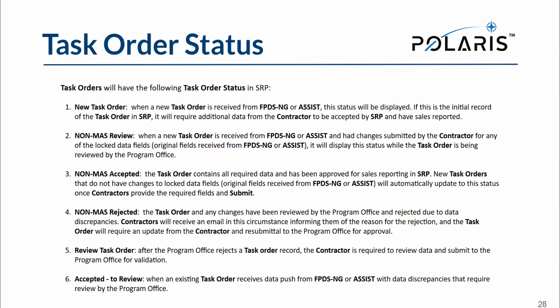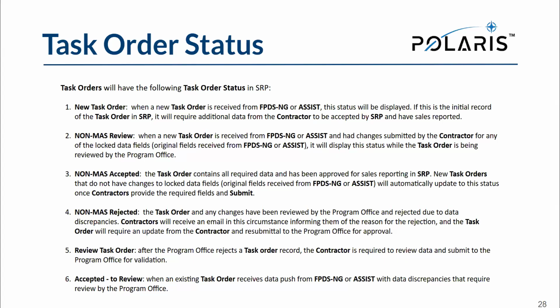A task order is in a non-mass rejected status when changes have been reviewed by the program office and rejected based on inaccurate data. When this happens, you will receive an email stating the reason for the rejection, and you're expected to update the information and resubmit to the program office for approval. The review task order status is displayed after the program office rejects a task order record. The contractor is required to review data and submit to the program office for validation.